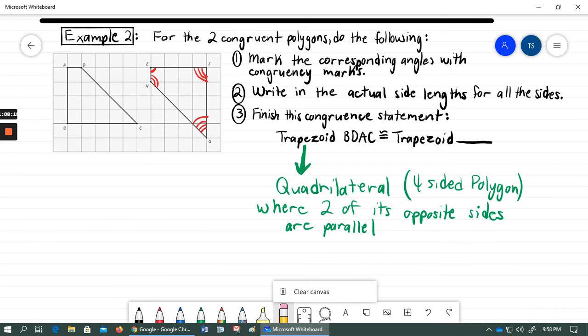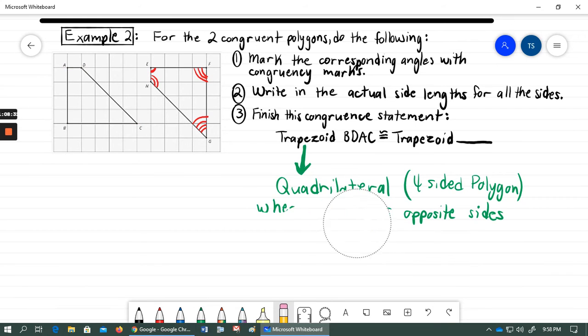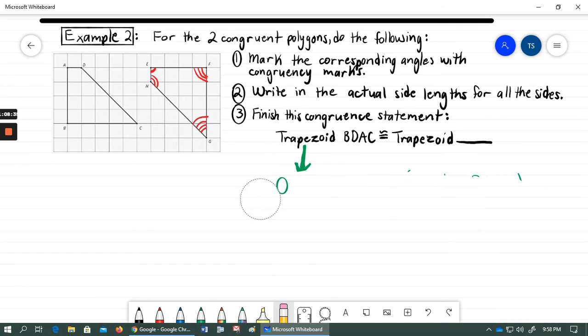I'm erasing all of that. All right, oops, I didn't mean to erase that. All right, hold on. There we go. Alrighty, so let's go ahead on and do this one here. First come first, let's go ahead on and mark our corresponding angles.